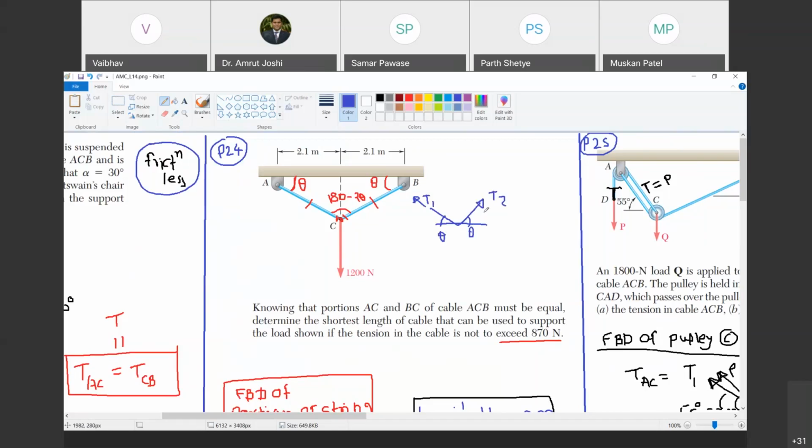Yes, sir. If I take summation Fx equal to 0, T1 cos theta and T2 cos theta must cancel each other. So cos theta will cancel, then T1 and T2 will be equal. Yes, sir. No, this understanding should be there.